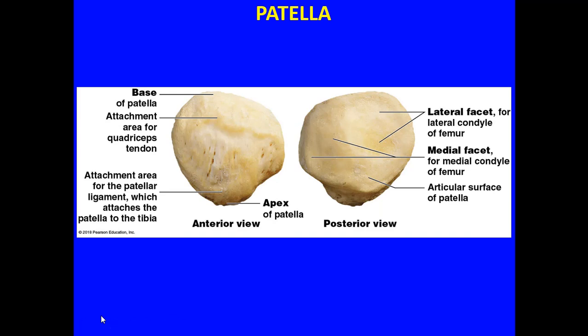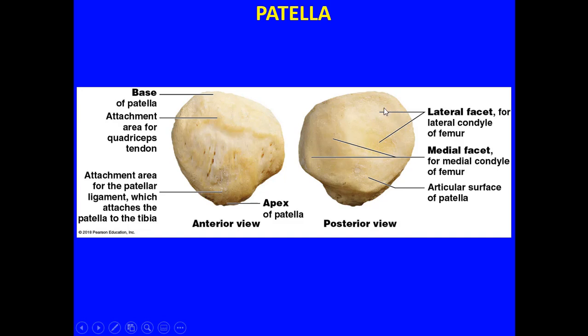Now, here's the point when we deal with the patella, which is basically what you would call the kneecap. We have base, apex. Right here is the attachment area for the patellar ligament, which attaches patella to the tibia. Right up here is the attachment area for the quadriceps tendon, which makes up the thigh muscle. If you were to turn this around and look at it from the posterior view, you're going to find it's much, much smoother, because that's the area that's going to be coming up against this knee joint area.